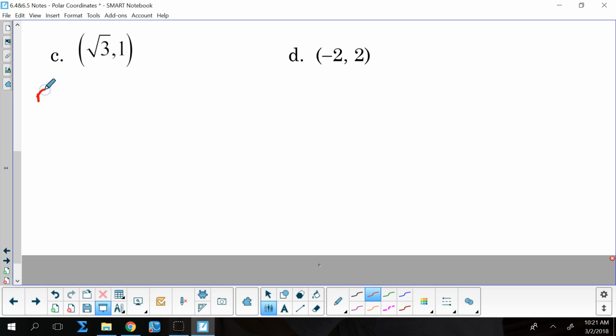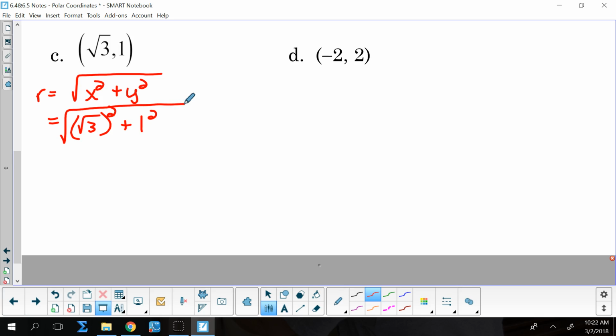So going the other way, we want r to equal the square root of x squared plus y squared, which is going to be the square root of 3 squared plus 1 squared. Square root of 3 squared is 3, 1 squared is 1, 3 plus 1 is 4. So this is the square root of 4, which is just 2. So my r value is 2.